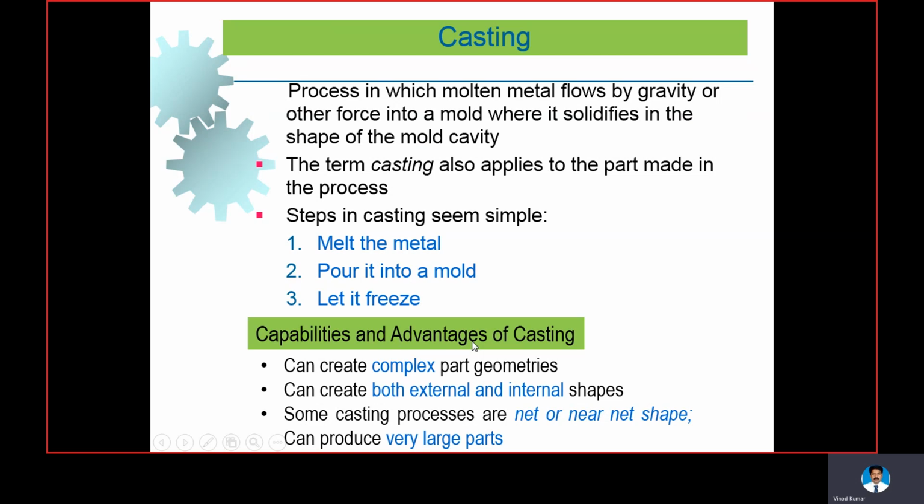Now, what are the advantages of casting? As I explained before, very complicated and intricate shapes can be produced. Both external and internal shapes can be produced. We can reach net or near net shape products, and we can even cast very large parts.